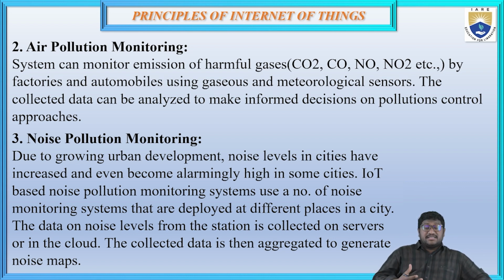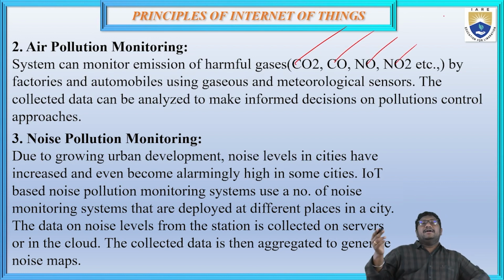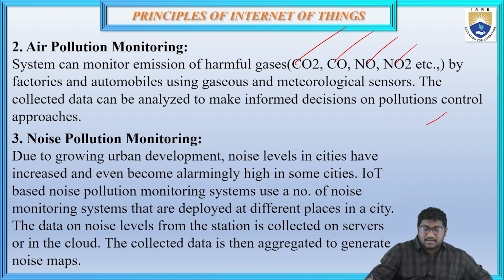Here, with the help of this IoT system, we are going to monitor the emission of harmful gases such as CO2, CO, NO, NO2, etc., which are released into the air and are dangerous to people. These gases are very harmful and are released by factories or automobile industries. Meteorological sensors are placed to monitor them. These sensors collect the data, and based on the analysis of the data, we take decisions and send alerts to the pollution control approaches.